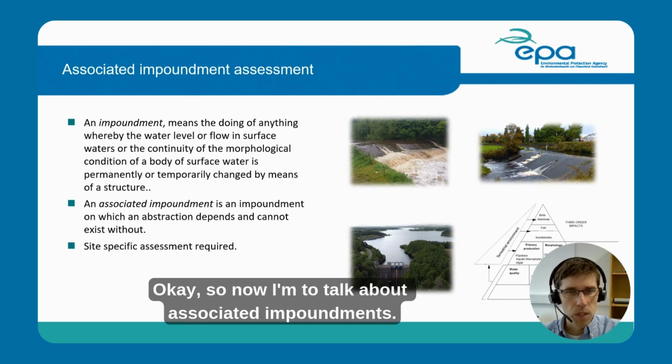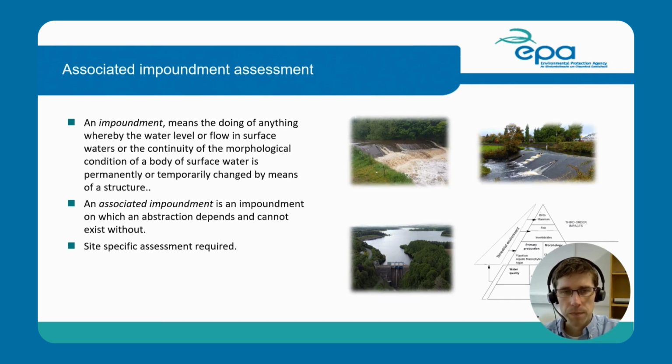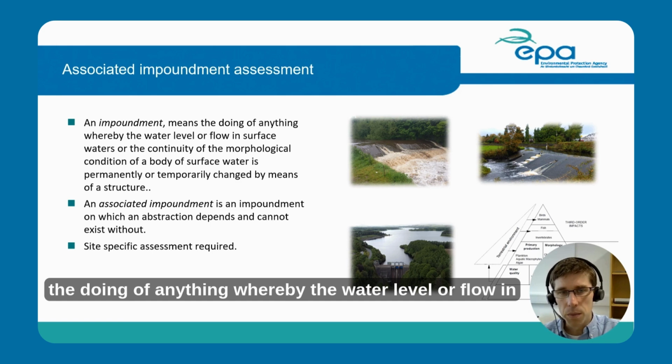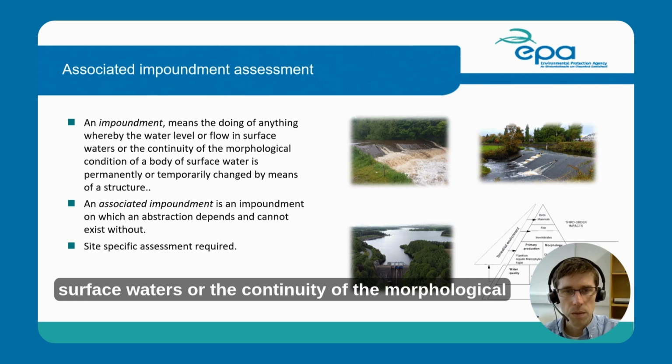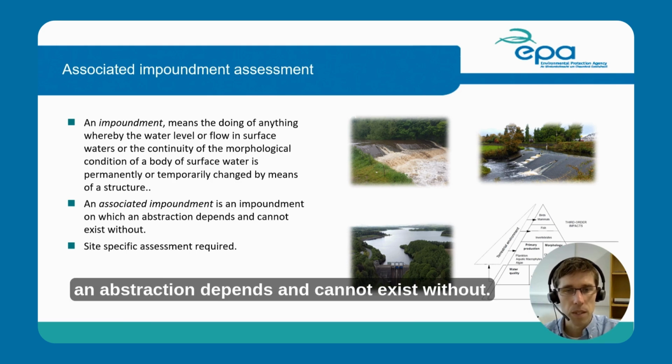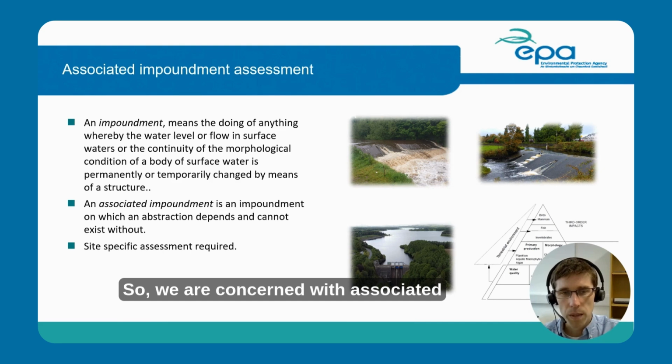Okay, so now I'm going to talk about associated impoundments. An impoundment, as defined by the Act, means the doing of anything whereby the water level or flow in surface waters or the continuity of the morphological condition of a body of surface water is permanently or temporarily changed by means of a structure. An associated impoundment is an impoundment on which an abstraction depends and cannot exist without. So we're concerned with associated impoundments.